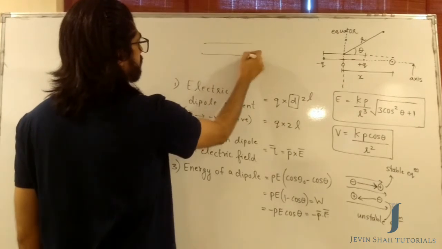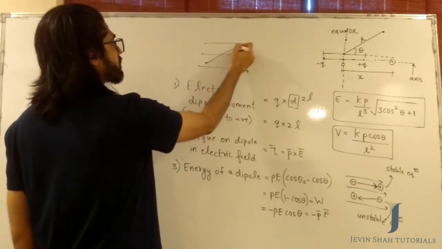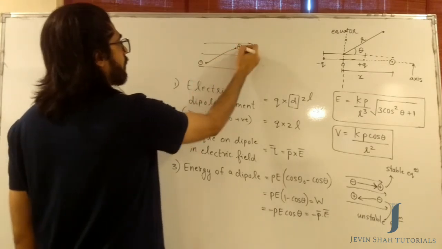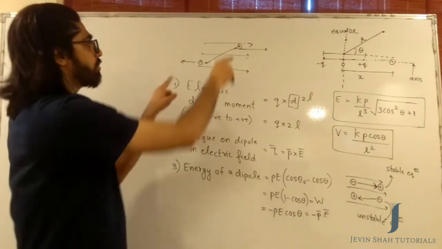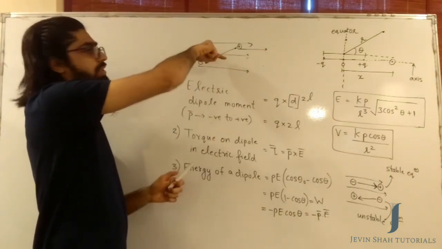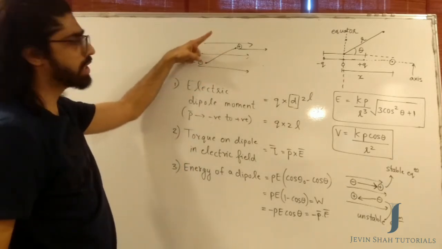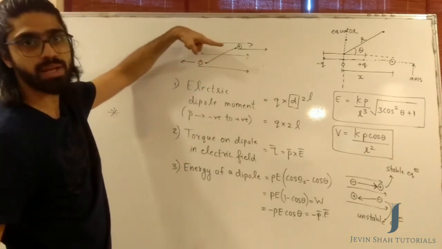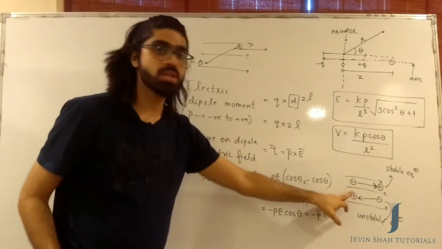In the first case, your dipole will become like this, with the plus charge here and the minus charge here. The plus charge experiences a force here and the minus a force here. So because of these two forces, the dipole will get rotated like this. So initially the dipole was here, you gave it a slight push, and the dipole is again trying to come back to that position only. But what if the dipole was this?